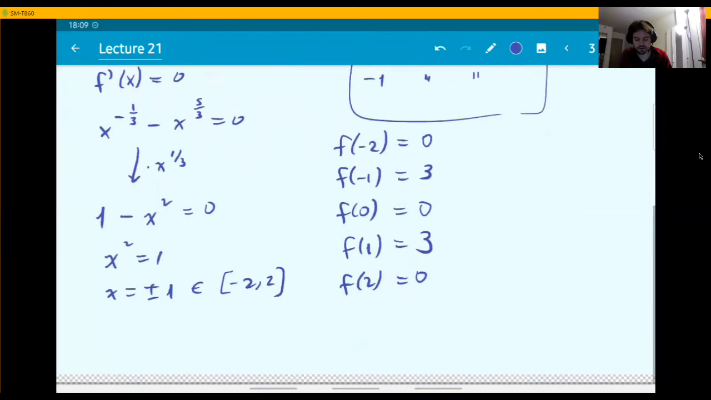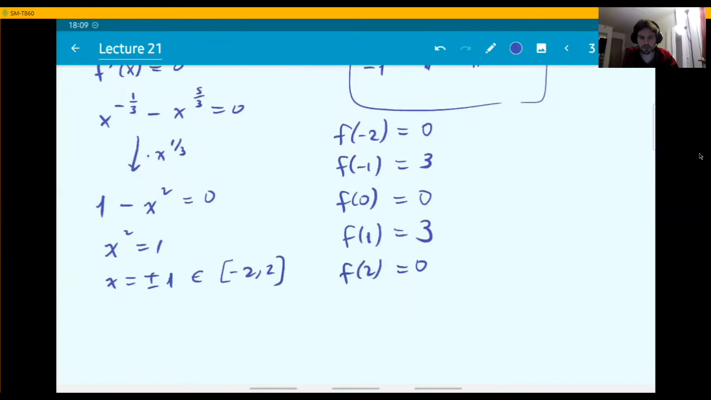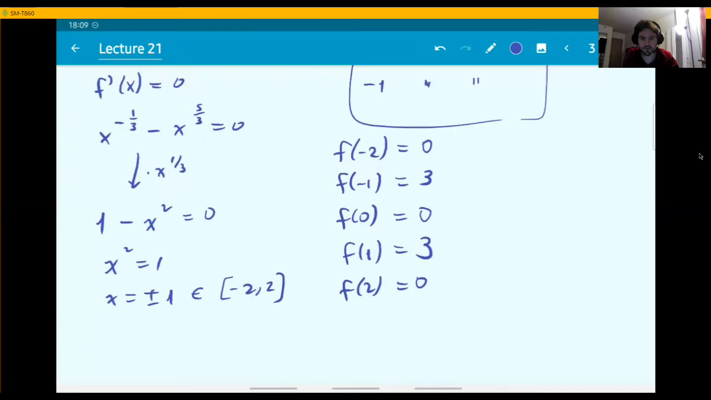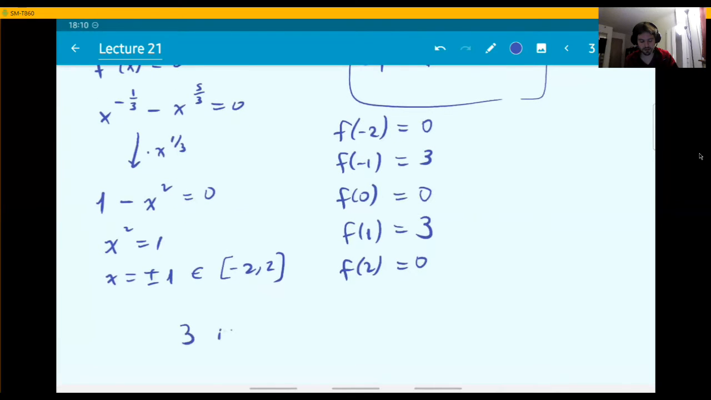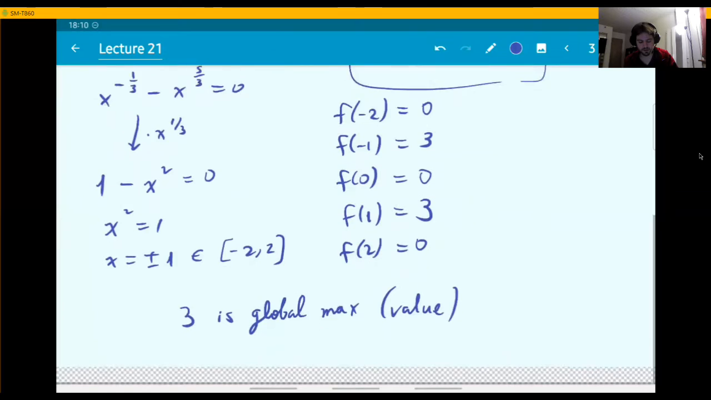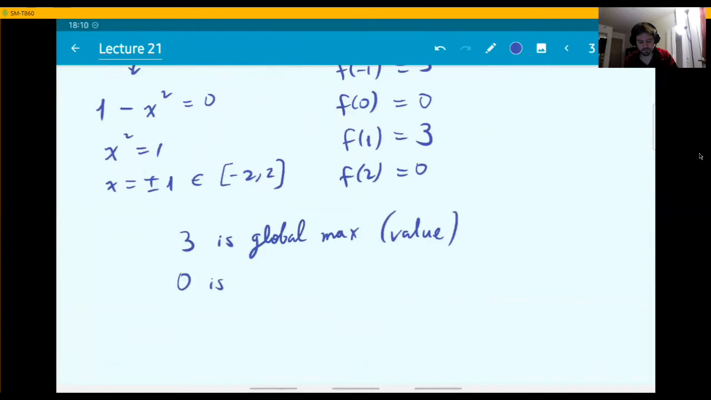The largest and smallest of these guys are going to be the global max and global min, which, by the way, we know exist because this is a continuous function over a closed interval. So we know max and min must exist. It must be one of these guys. So 3 is global max value, if you want to say, and 0 is global minimal value.